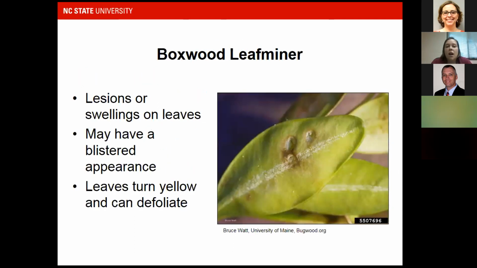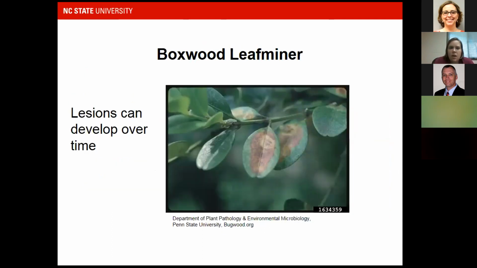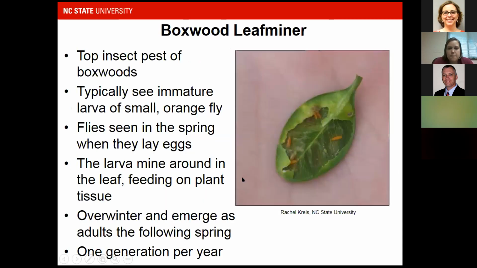And then the next pest I want to talk about is boxwood leaf miner. These form lesions or swelling on the leaves that may have a blistered appearance, as you see here. I find that it can just look like a lesion, so sometimes it can be confused with boxwood blight, but then the leaves will turn yellow and can defoliate. As you can see here, the lesions develop over time and age, so if you're not real familiar with what you're looking for, it might be confusing.